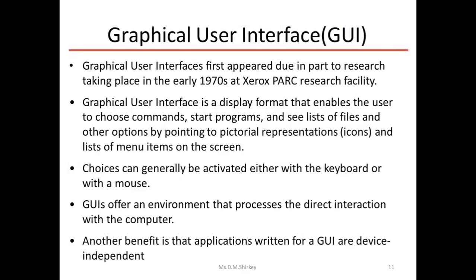Next, graphical user interface. Graphical user interfaces first appeared due in part to research taking place in the early 1970s at Xerox PARC Research Facility. It is a display format that enables the user to choose commands, start programs, and see the list of files and other options by pointing to pictorial representations, which are called icons, and list of menu items on the screen. Choices can generally be activated either with the keyboard or with the mouse.